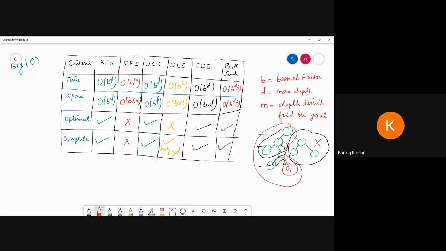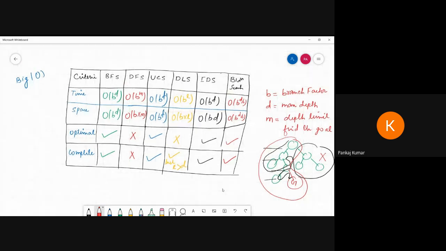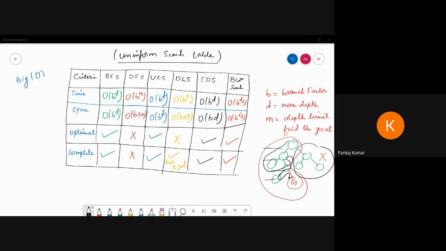So this is the easiest way to memorize all the uninformed searches. This is important for you. So memorize this table. It can be helpful for your future purposes, even for interviews and campus placement.